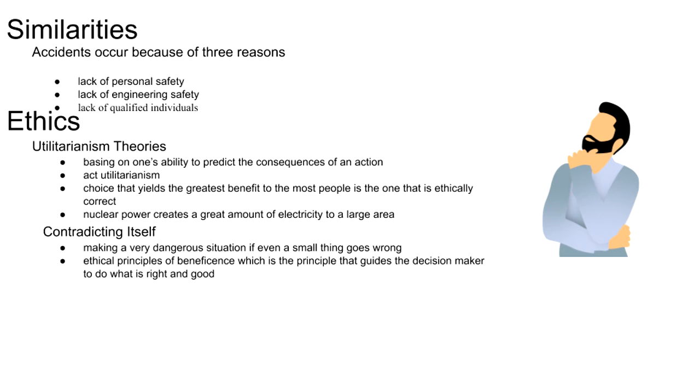If you make a nuclear power plant close to homes and a city like in the Three Mile Island case, then you will have the issue of making a very dangerous situation if even a small thing goes wrong. This also is like the ethical principle of beneficence, which is the principle that guides the decision maker to do what is right and good.